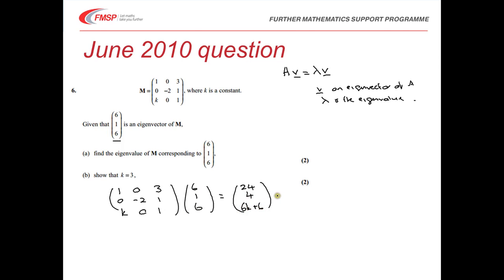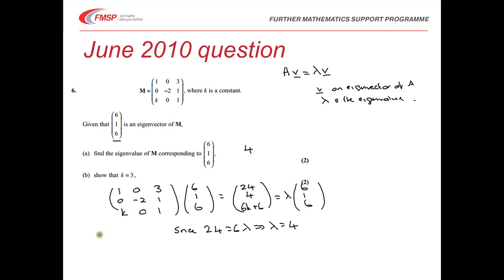Now this equals a multiple of the original vector, and we can see straight away by looking at the x components and the y components that lambda here must equal 4. So we can say since 24 needs to be 6 lambda, this means that lambda is 4, or we could have got that from the y component, 4 equals lambda. But then that means we've got an answer for part A: the eigenvalue is 4.